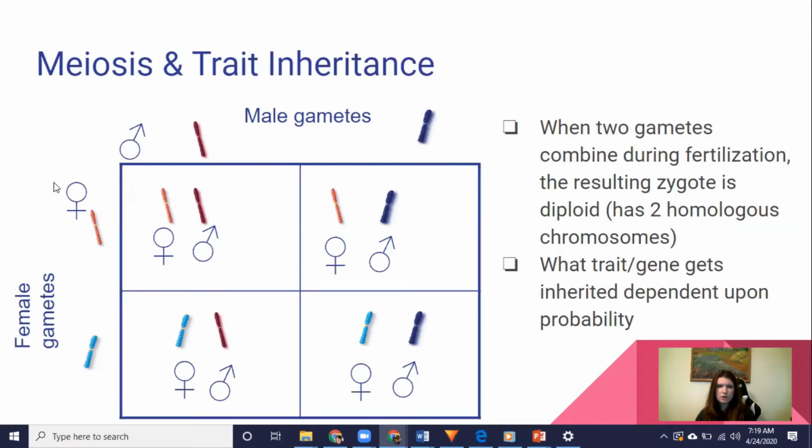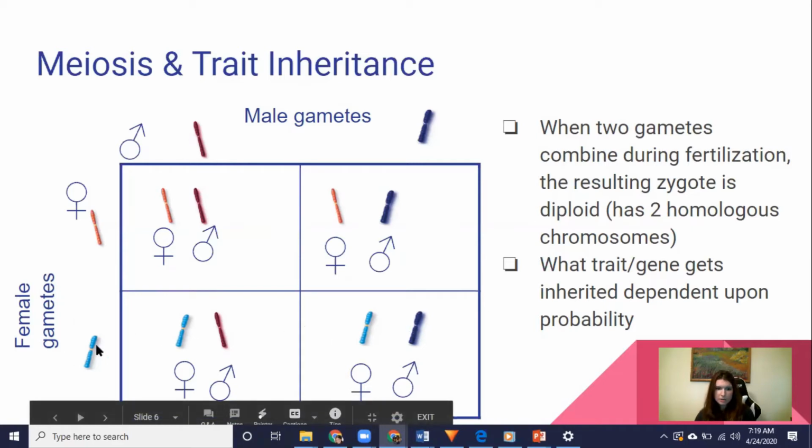So we can see that all we're doing is making fake zygotes, right? So if our zygote gets this red chromosome from the mother and from the father, it has 2 red chromosomes, right? And then we just go across. So another option is that it could get a red chromosome from the mother and a blue chromosome from the father. All right, so that's the square. So that zygote has 2 different versions of the gene. And then we just continue that process on the bottom part, right? Well, what if you got a blue chromosome from your mom and a red chromosome from your dad? Or a blue chromosome from both your mom and your dad?